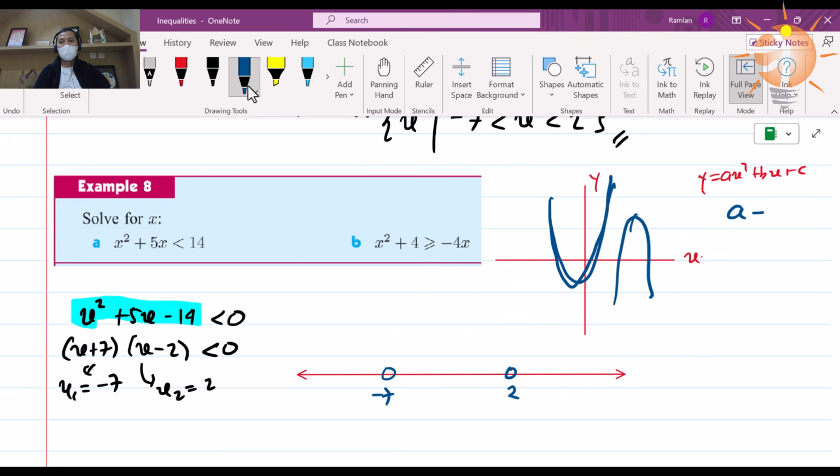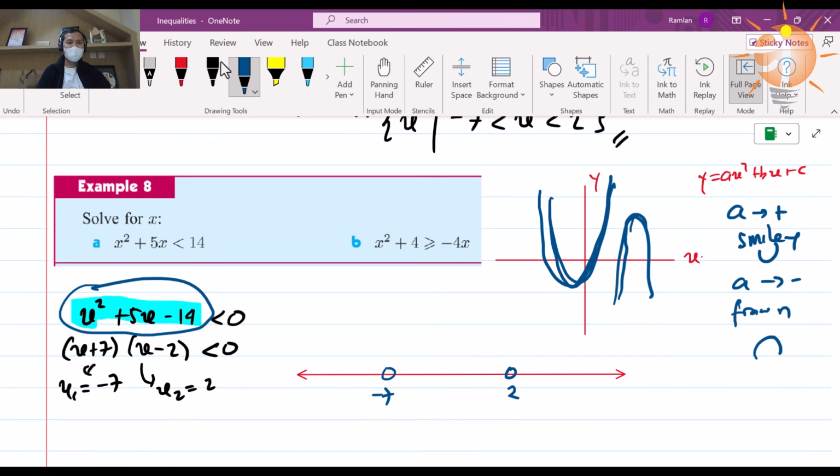So if the a is a positive number, we get this one over here, which I call the smiley face. And if a is negative, it means that this graph will be like a frown face, like this. Frown is like this, smiley is like this. Now see, in this quadratic that we have just done previously, the a here is 1, right? The coefficient of x squared is 1. So it means that the graph will be a smiley face. So you can actually draw it in the graph here. Now these two are the zeros, or the x-intercepts.